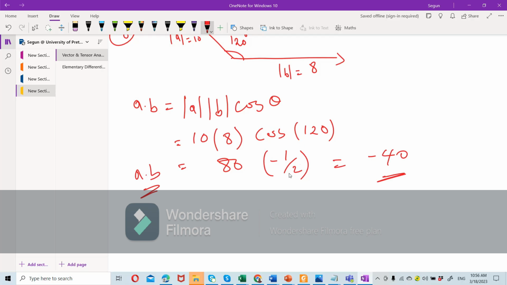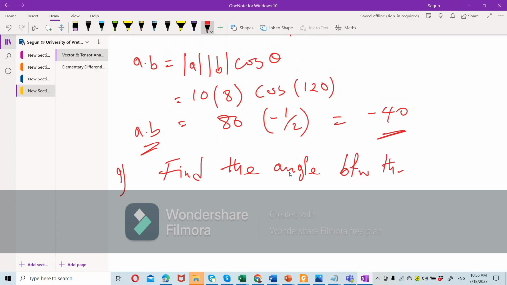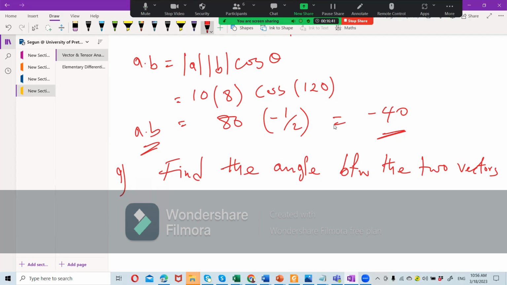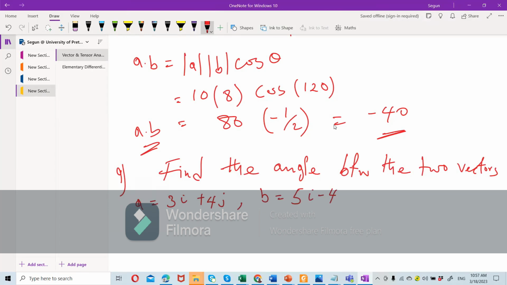Now, when you have angle, they ask you to find the angle of vectors. How do we solve it? Look at this question, it says, find the angle between the two vectors. So for us to find the angle between the two vectors, we have A to be 3i plus 4j, then B to be 5i minus 5j. Remember, we have A dot B to be equals to magnitude of A, magnitude of B, cos theta.